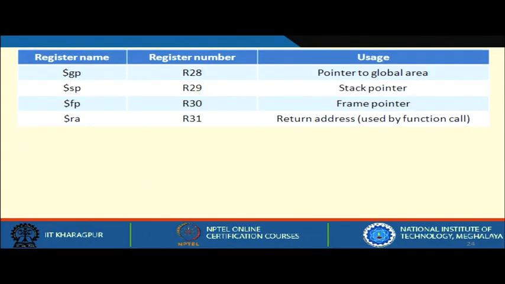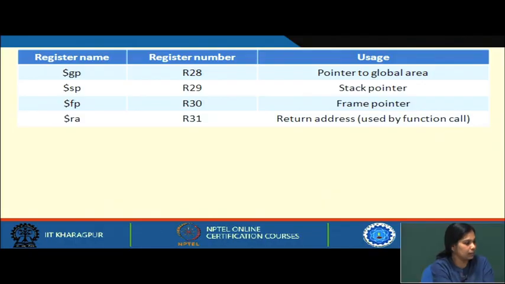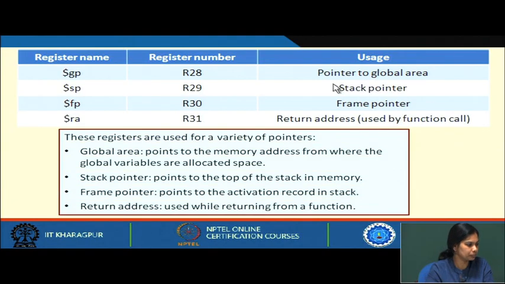We have another set which is GP, SP, FP and RA. So, GP points to the global area, SP is your stack pointer, FP is your frame pointer and RA is your return address. So, we have all these, but we do not have a special function register. Rather, the general purpose registers are used for this. We know that R29 is a general purpose register which is used as the stack pointer. So, these registers are used for a variety of pointers.